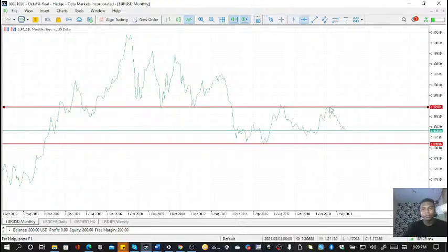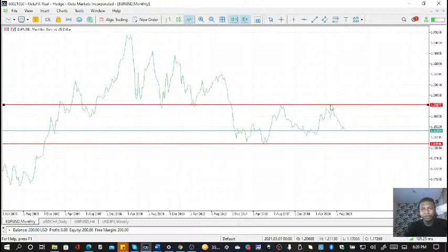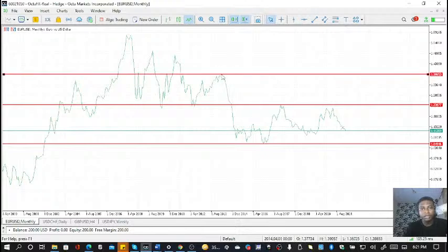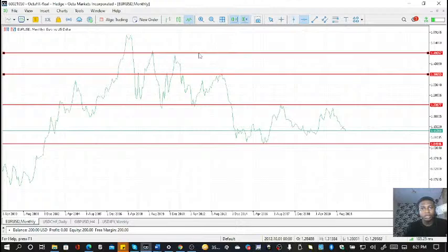Then this is another significant region here. Then this is another significant region. This is another significant region. So what we've done here is to map out the resistance zones and the support zones, the resistance level and the support level. That is what we've actually marked here.